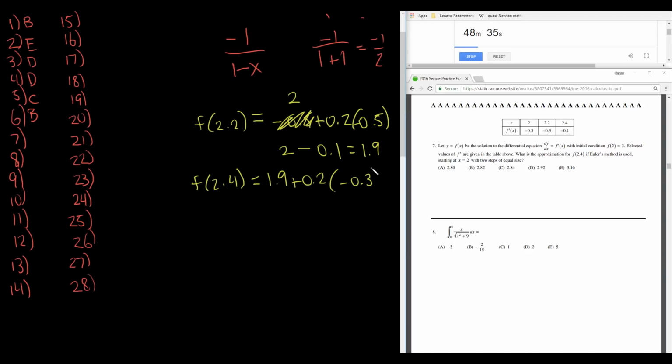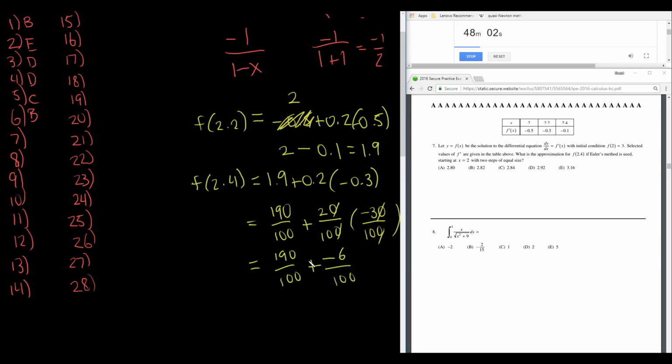Okay, so we get 1.9, so then f of 2.4 equals, same thing, 1.9 plus the step size, 0.2, times the slope, 0.3, and we get 190 divided by 100, plus 20 divided by 100 times negative 30 divided by 100. Well, let's just get rid of the zeros here. So this is 190 divided by 100 plus 2/10 times negative 600, so we're going to get 184 hundredths. So 1.84. That's not an answer. I must have done something wrong.